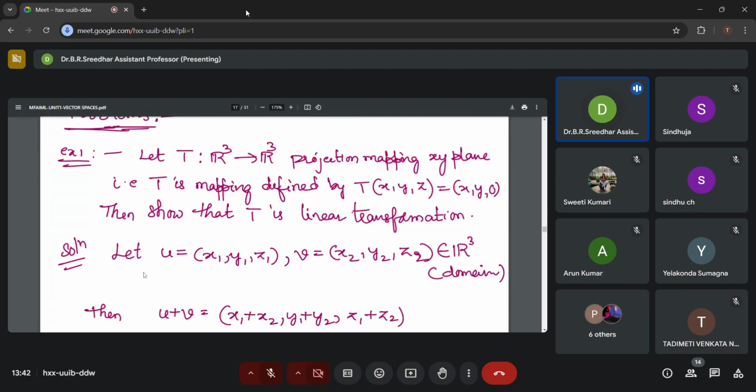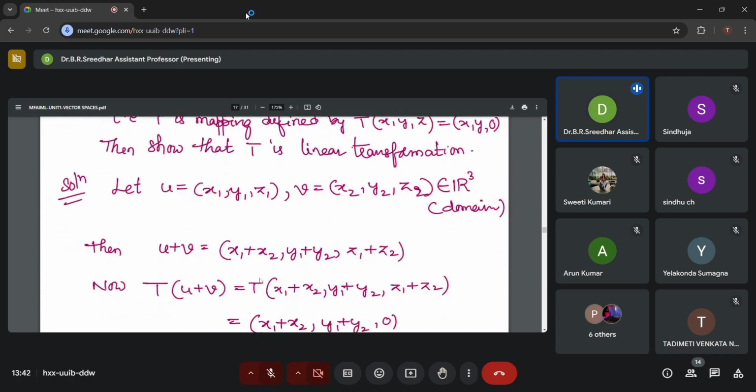Now let me define U equal to some coordinates x1, y1, z1. Let me call this U. All of you please concentrate on the screen. Then you can easily understand this very simple concept. Don't complicate things, it is very simple. Just by observation you can understand it. And V is equal to x2, y2, z2. Both belong to the domain only, both belong to R cube. Why? There are three coordinates in these vectors.